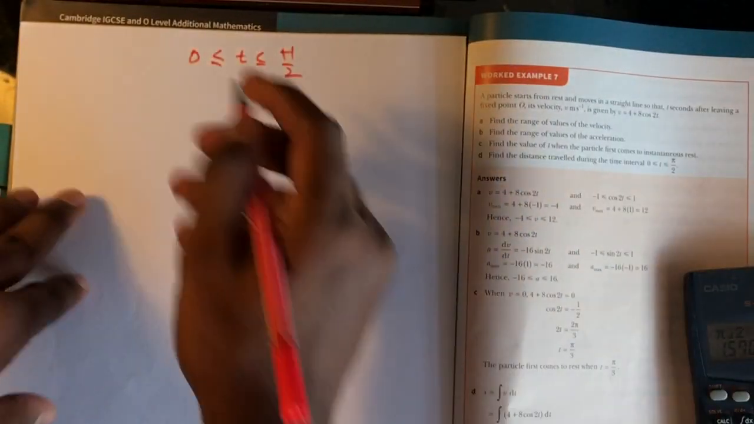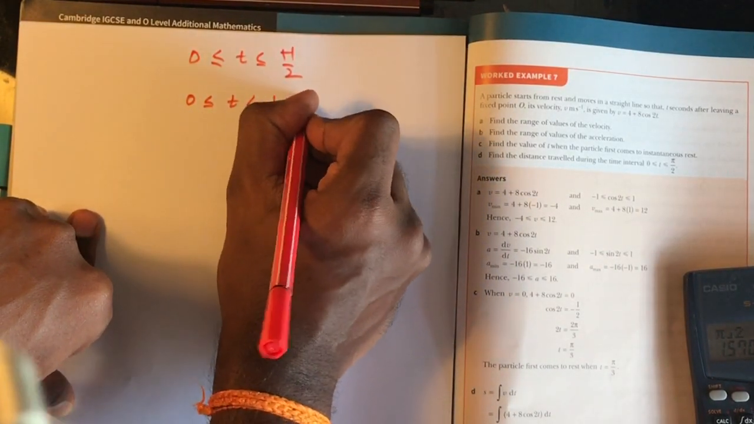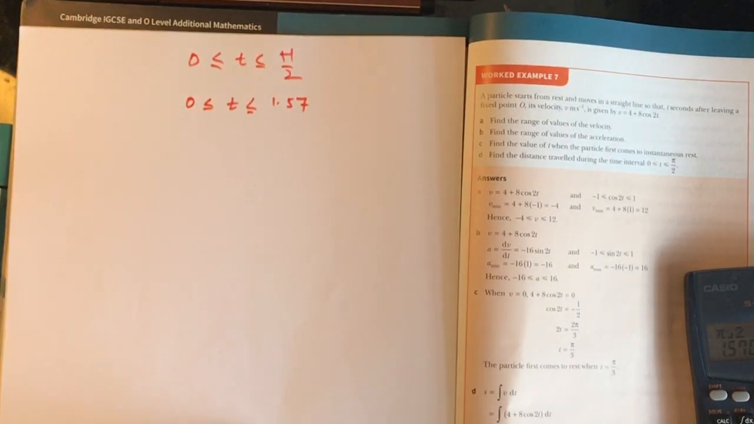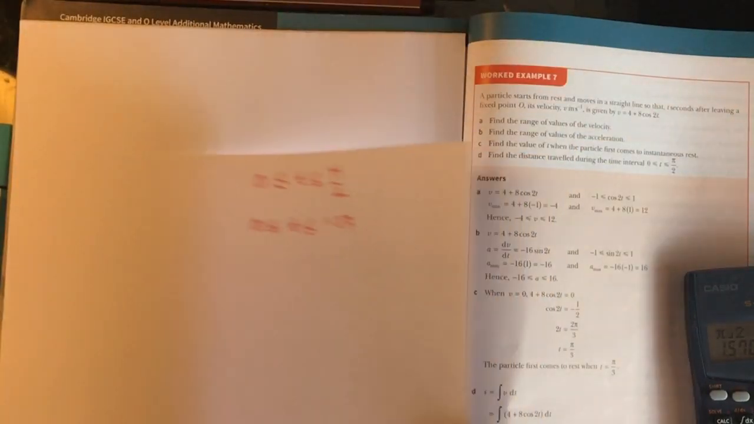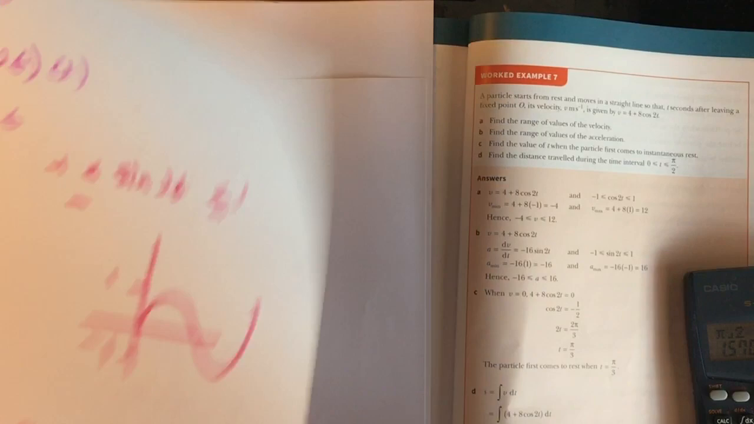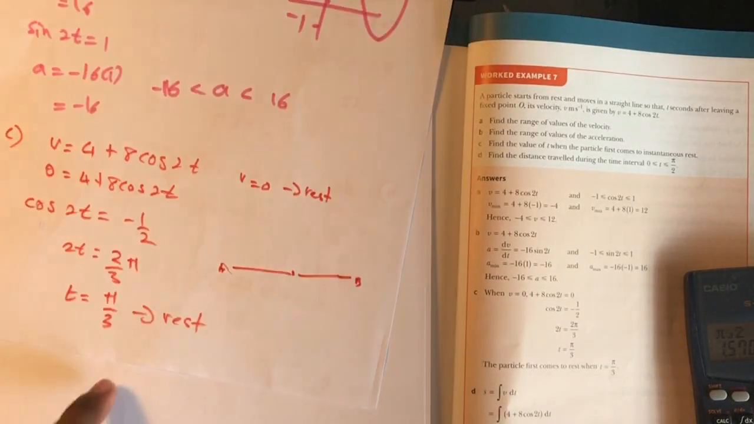So that means we're asking from 0 to 1.57 seconds. I'm going to write in decimal so that I can have a reference of what I'm doing. That means I want to know what happened from 0 to 1.57 seconds. If you notice, there's a drama here. You know what the drama is? Where's my paper? My paper is here. The drama here is that this dude takes a rest in between.